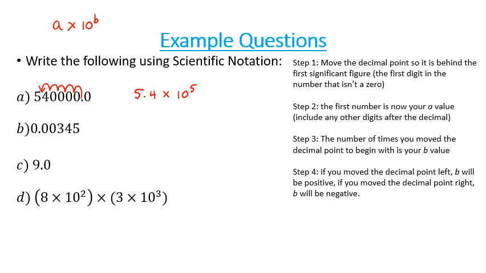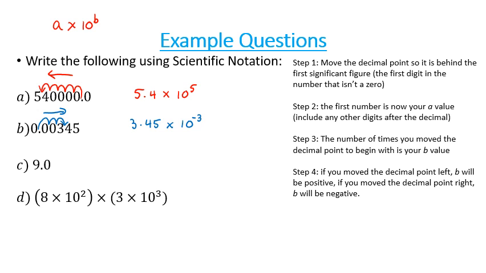If we've moved the decimal point to the left, which we have in this case, then b is going to be positive. If you've moved it to the right, b is going to be negative. So let's have a look at our second example here. We've got the decimal place, 1, 2, 3. We've moved it 3 spots, and it's now given us 3.45. We times that by 10 to the 3, but we've moved it right, so this has to be a negative.